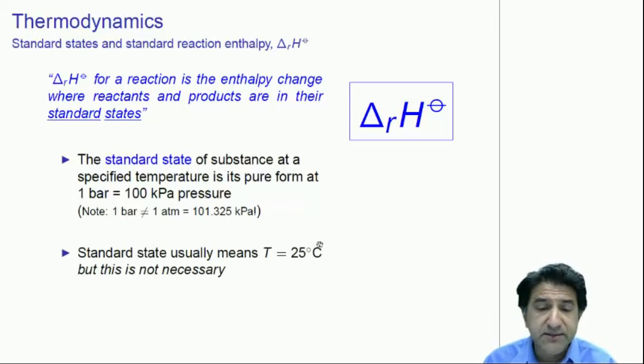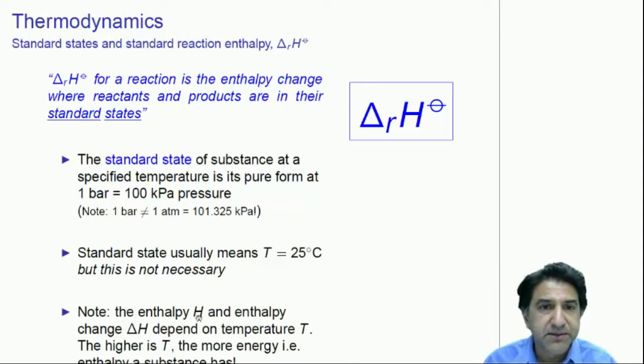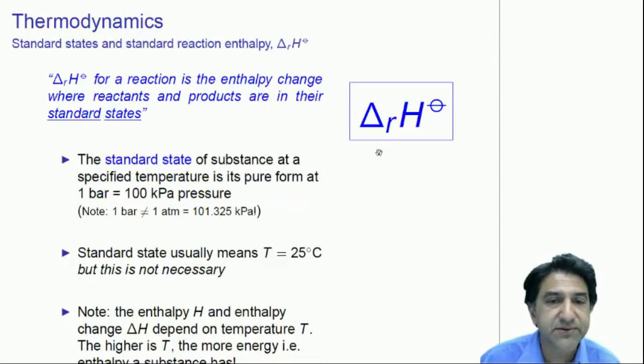Standard states usually mean temperature 25 degrees, but you have to say what particular temperature. Sometimes it means 0 degrees. Standard state doesn't mean any particular temperature. Note, the enthalpy of a substance in its standard state depends on the temperature. Obviously, if you increase the temperature of a substance, you increase its energy. Obviously, the atoms are moving faster inside, so its enthalpy changes, and therefore the heat of reaction depends on temperature. The higher the temperature, the more energy a substance has, and so delta H for the reaction changes with temperature.